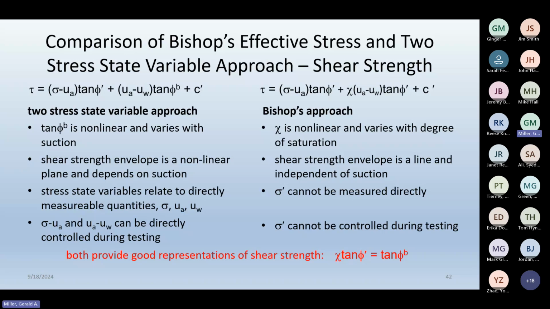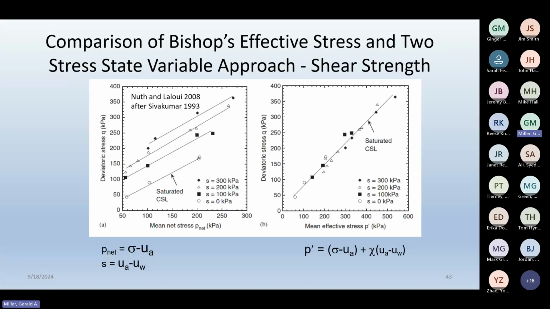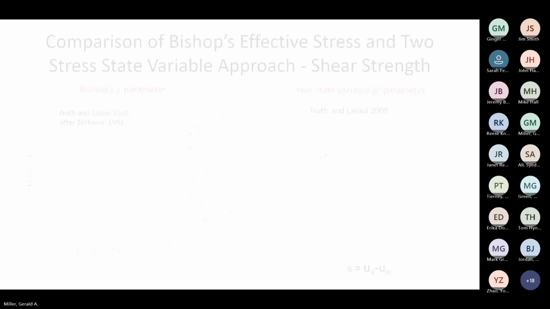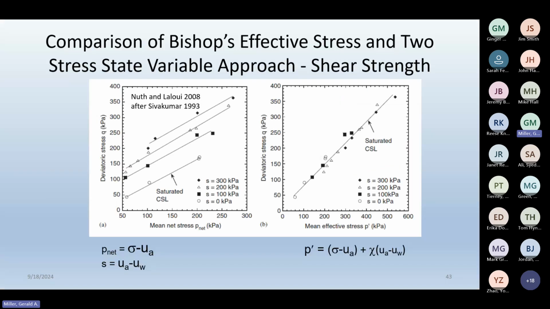Okay, so that's just a brief overview of the comparison of the two stress state variable approach and the Bishop approach. Actually, if we were to compare the shear strength measurements using those two approaches, for the two stress state variable approach, you would end up with a different Mohr-Coulomb envelope for each level of suction.